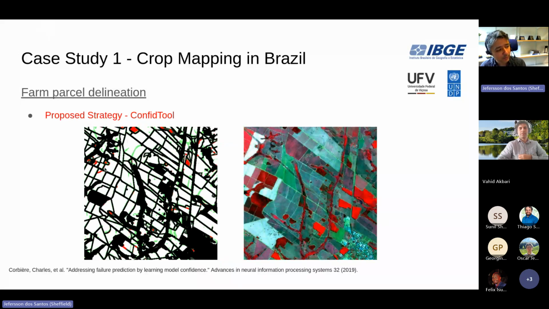And what does it mean? It means that there is a disagreement between the data provided by the annotator and the model confidence. So these regions in red are regions in which the model is very highly confident, but it disagrees with the annotator. So it may indicate some regions for review in the final maps provided by IBGE.